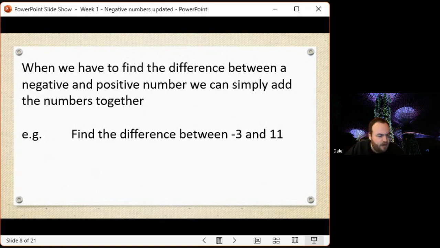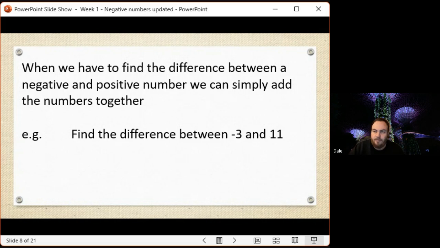Yes. Okay. It says, when we have to find the difference between a negative and positive number, we can simply add the numbers together. So we're going to find the difference between -3 and 11. Now, if we just have to add the numbers together, what's the difference between -3 and 11?